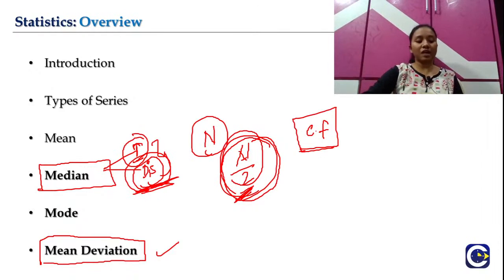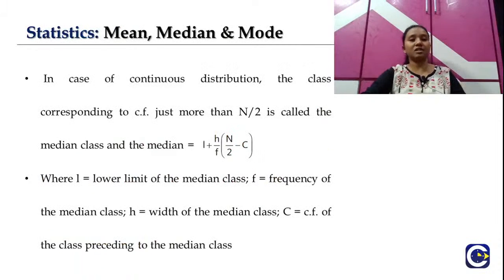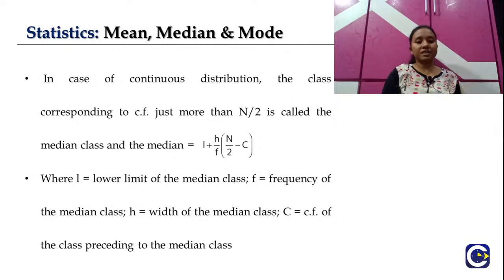Right, so these two we have already finished. So now we are just discussing our next series, which is the continuous series. So this is the median form.